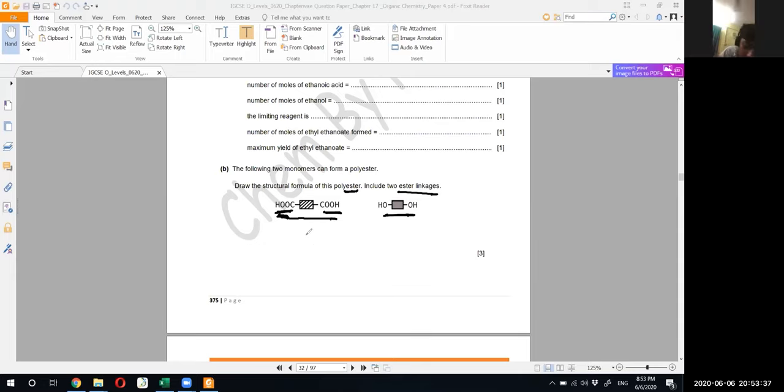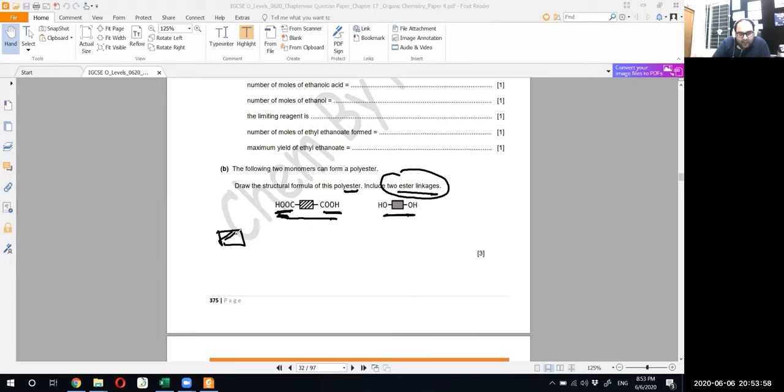So in order to draw two ester linkages, how many monomers do you need to draw? Three monomers. Okay. So first of all, let's draw two carboxylic acids, plus an alcohol at the center, and then again a carboxylic acid.